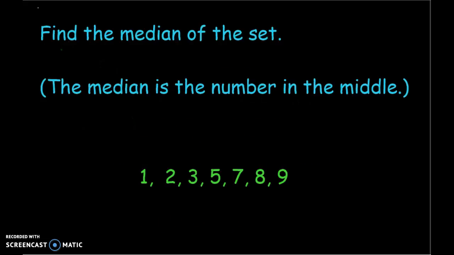So first we find the median of the total data set. The median is the number in the middle. Here, the number in the middle is the number 5. So 5 is our median.